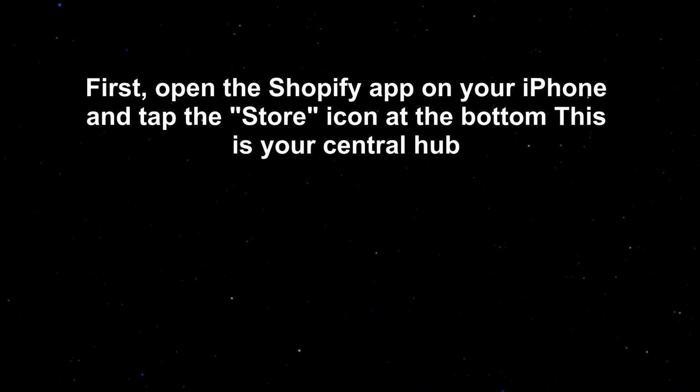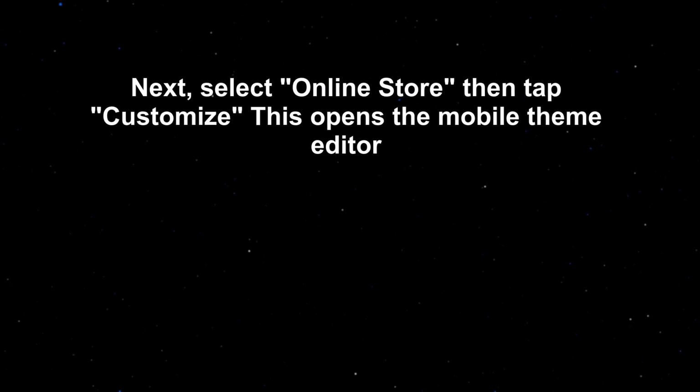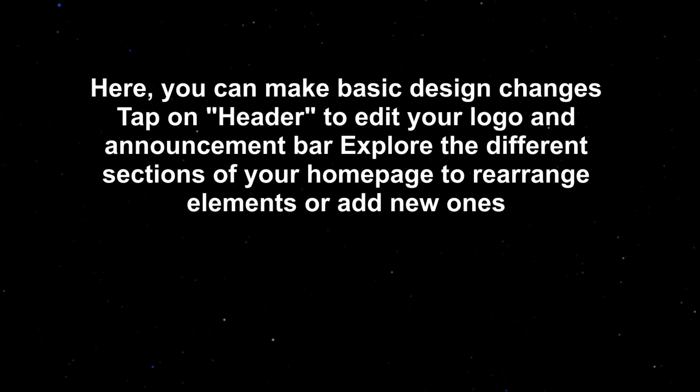First, open the Shopify app on your iPhone and tap the store icon at the bottom. This is your central hub. Next, select Online Store, then tap Customize. This opens the mobile theme editor. Here, you can make basic design changes.